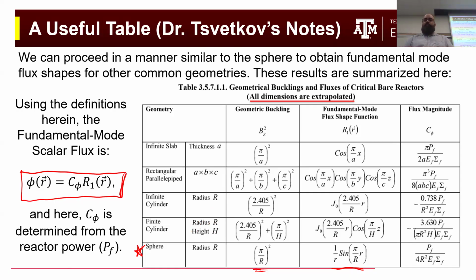In general, the sphere and also the infinite slab or the cube are the easiest geometries to deal with. Once we deal with cylinders, it gets a little bit harder because of the nature of those solutions. You get these J0 functions, which are Bessel functions. But in general, you could go through that same process for any of these geometries to obtain these different relationships for the geometric bucklings and for the fundamental mode shape functions. We'll do a little example to see where these flux magnitude values are coming from.